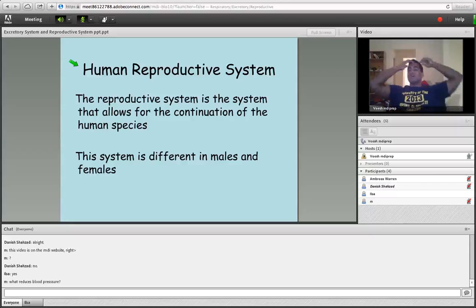Okay, so now we'll talk about the reproductive system. The reproductive system is the system that allows for the continuation of the human species. So obviously this is the part that you're using to reproduce. It's very different in males and females.